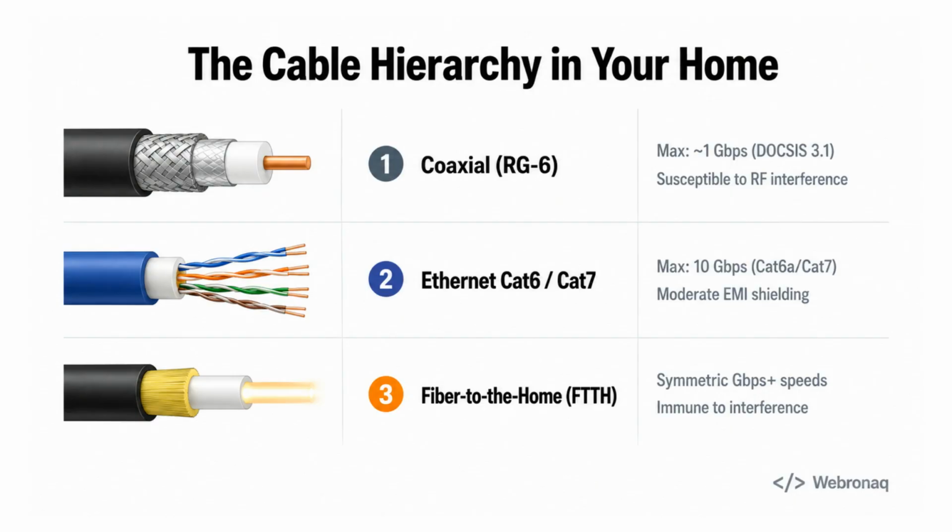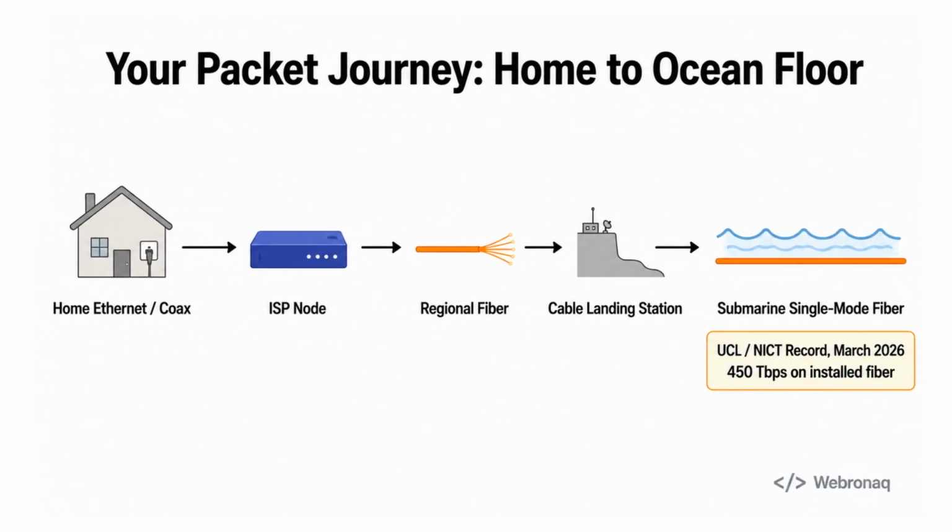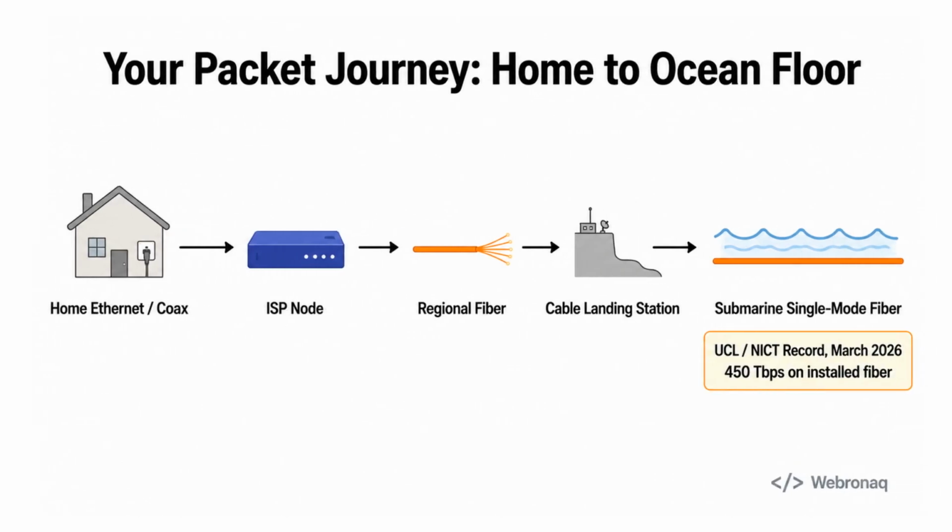Cat6 and Cat7 Ethernet cables handle up to 10 gigabits per second and have much better shielding against electrical interference than coax. Third is fiber to the home, where the glass strand runs directly into your building. Fiber is immune to electromagnetic interference, delivers symmetric speeds in both directions, and is the fastest option available to consumers today. Understanding these three tiers sets us up perfectly to see where last-mile cables hand off to something far more powerful. Let me show you what actually happens when a data packet leaves your home.